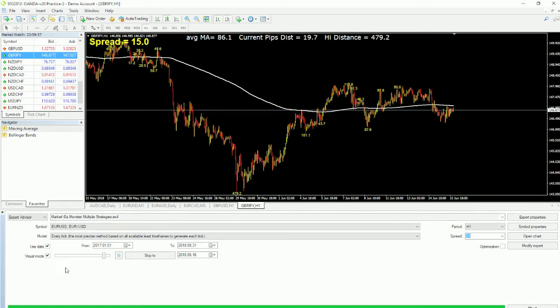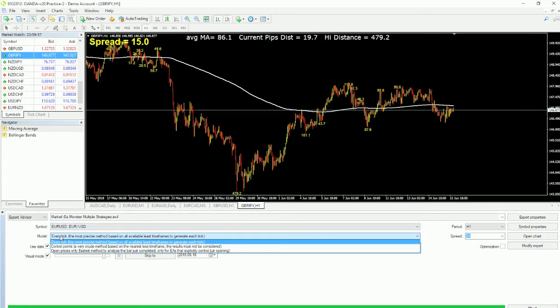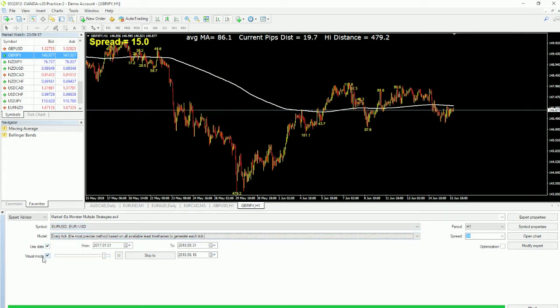Right now where I'm at here, of course, we're going to have Euro USD. We're going to have every tick. We're going to use date visual mode, and we're going to go 2017 January 1st to 2018 May 31st. Make sure the period is H1 here. Make sure the spread is 30. That's 30 points, so it's only going to trade up to 3 pips spread.